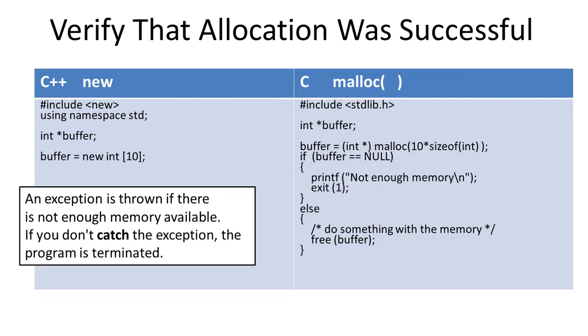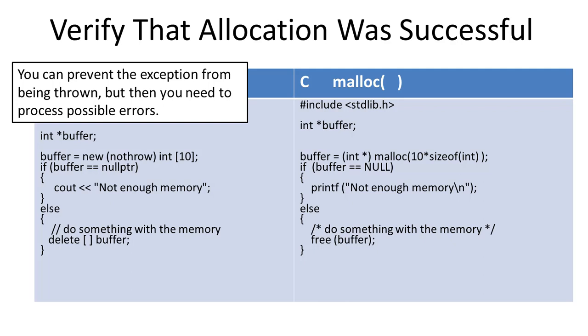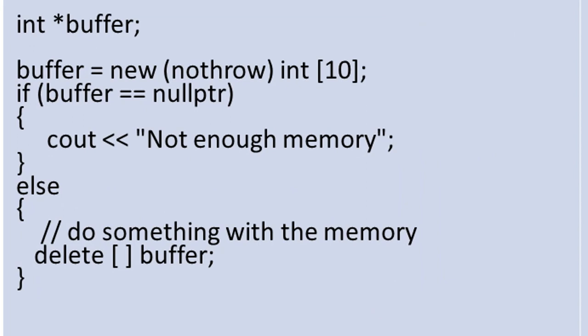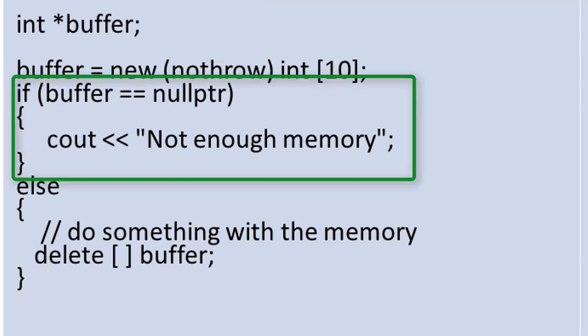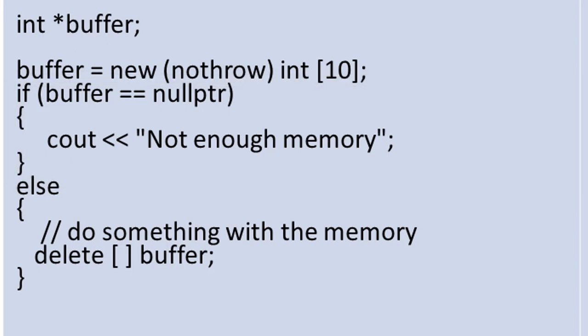In C++, an exception is thrown if there is not enough memory available. If you don't catch the exception, the program is terminated. You can prevent the exception from being thrown by using nothrow as part of new, but then you need to process possible errors. Here is an example: buffer = new (nothrow) int[10]; if buffer == nullptr, cout "Not enough memory", else do something with the memory, delete the buffer, whatever you want to do.